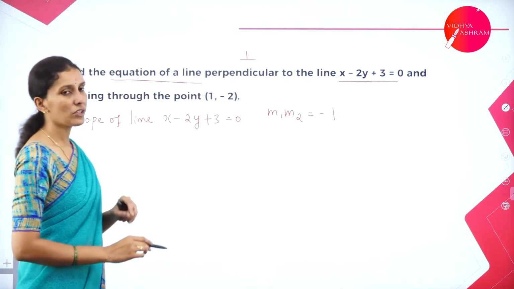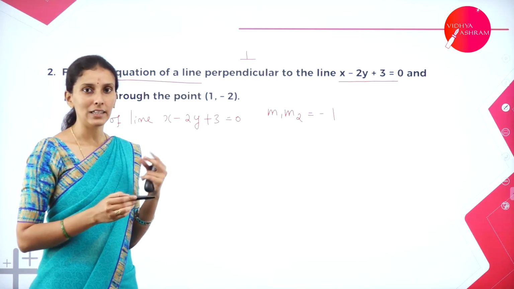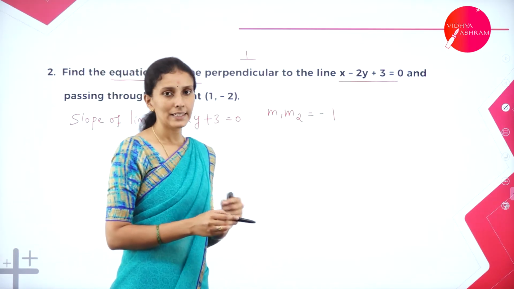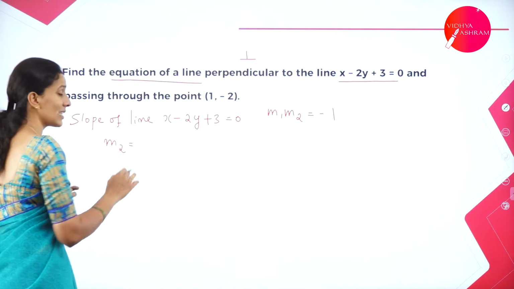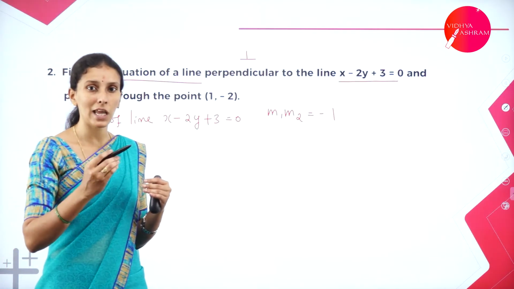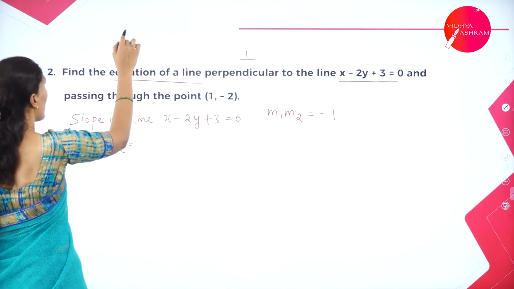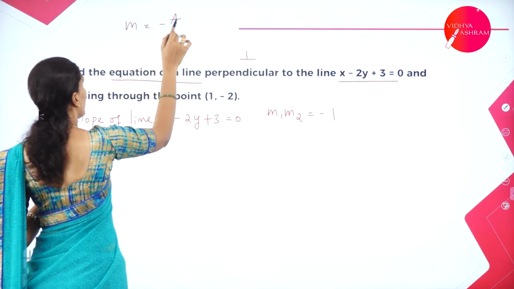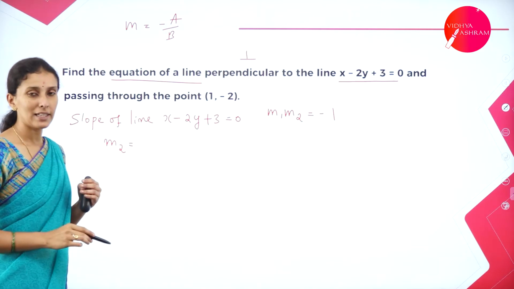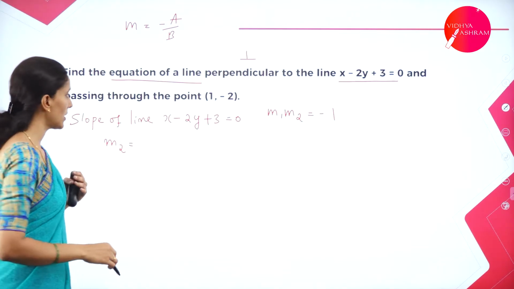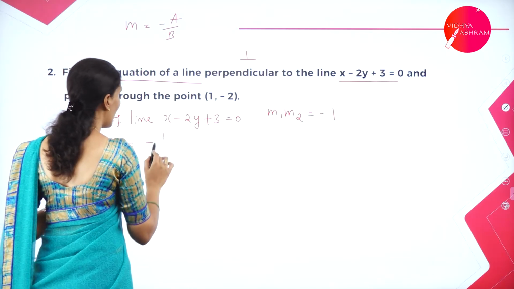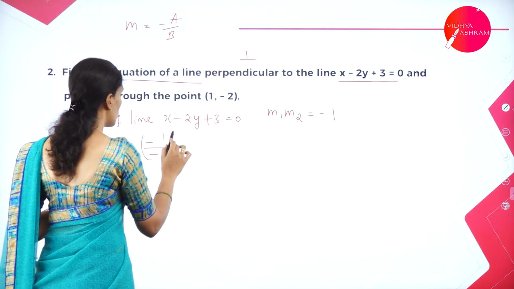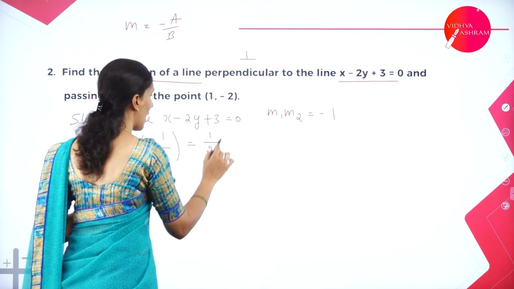So the equation of line which I have to find, I'll take the slope as m1. This I'll take the slope as m2. So m2 is equal to, what is the given condition? Minus a by b. Any slope can be written in the form of minus a by b when the general equation is given. So here minus, value of a is 1, value of b is minus 2. So therefore m2 is half.